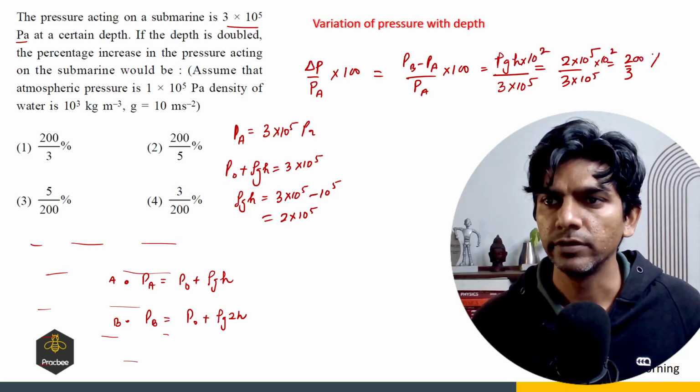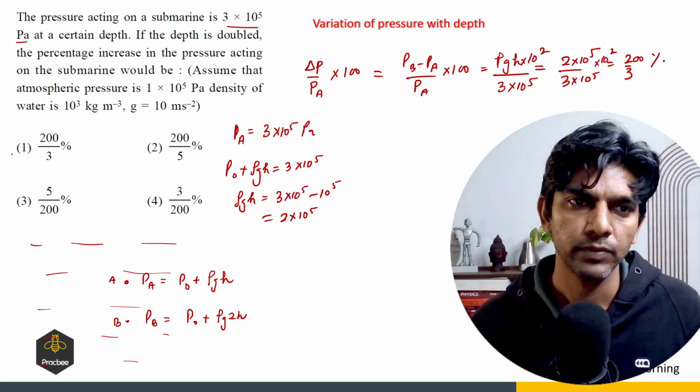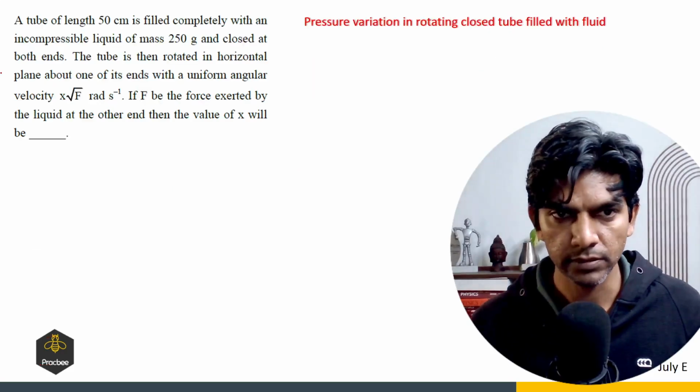So that will be 200 by 3%. So option 1 is the right answer.